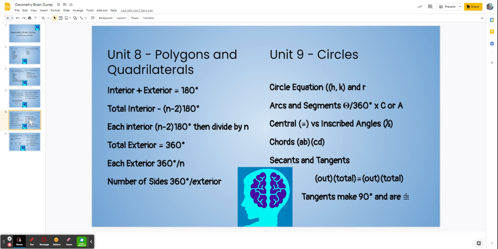All right. Unit 8. Oh, so many formulas. Just write all of these down. Interior plus exterior equals 180. The total interior, make sure you look for that total, or maybe the word sum, S-U-M, not S-O-M-E, is n minus 2 times 180. Then if it says each, you've got to divide that total by n. Remember, n is the number of sides.